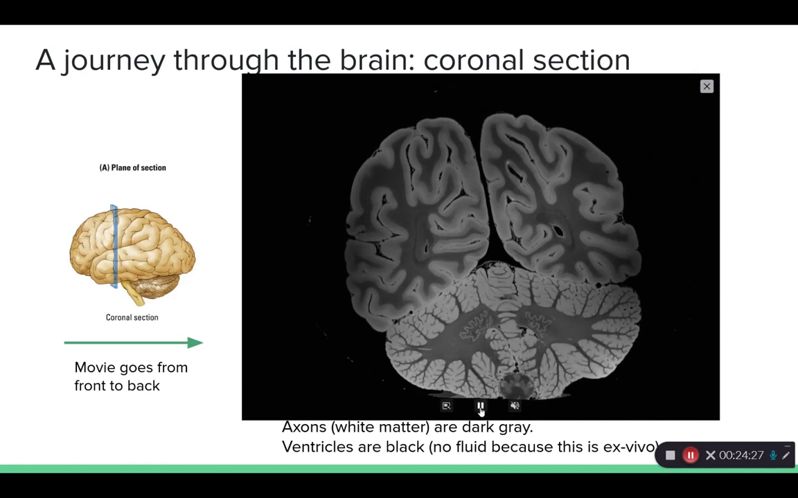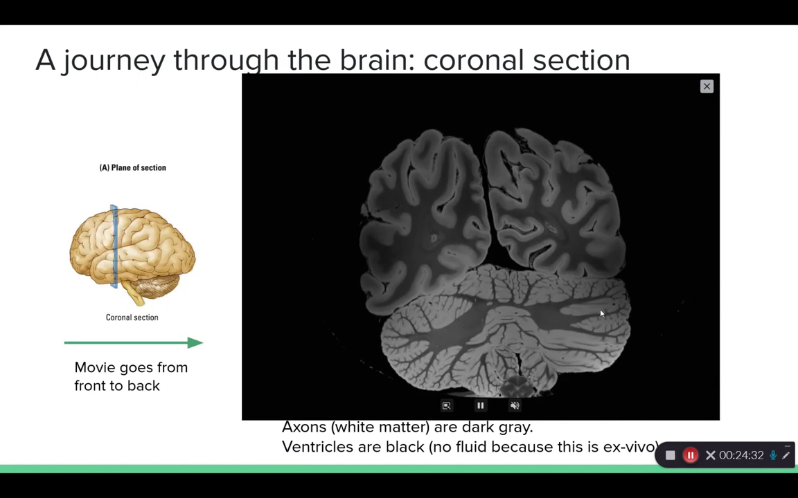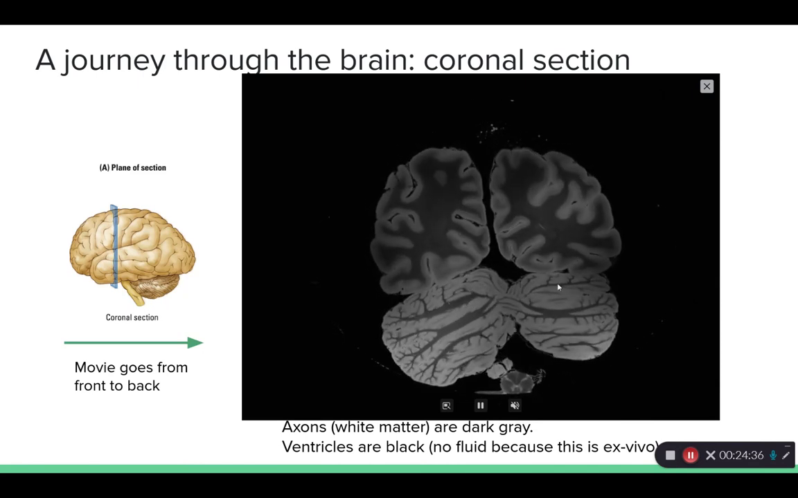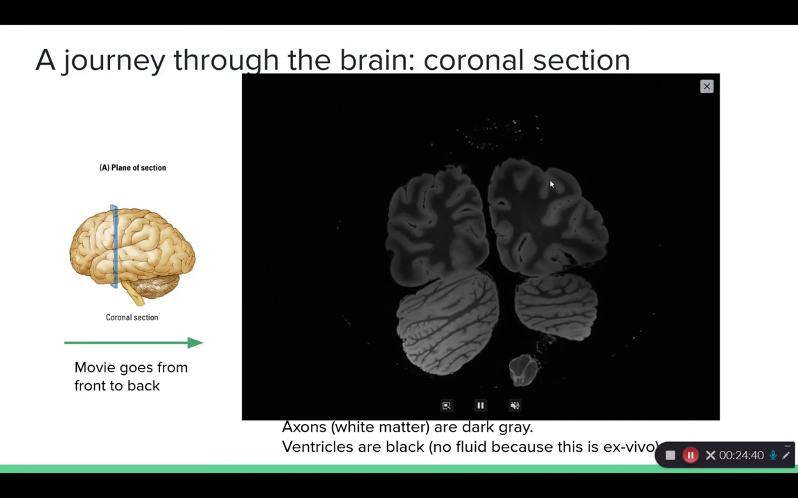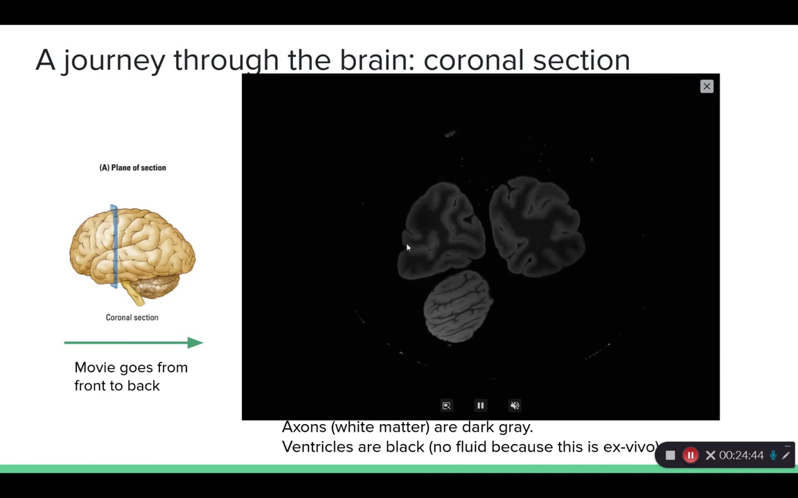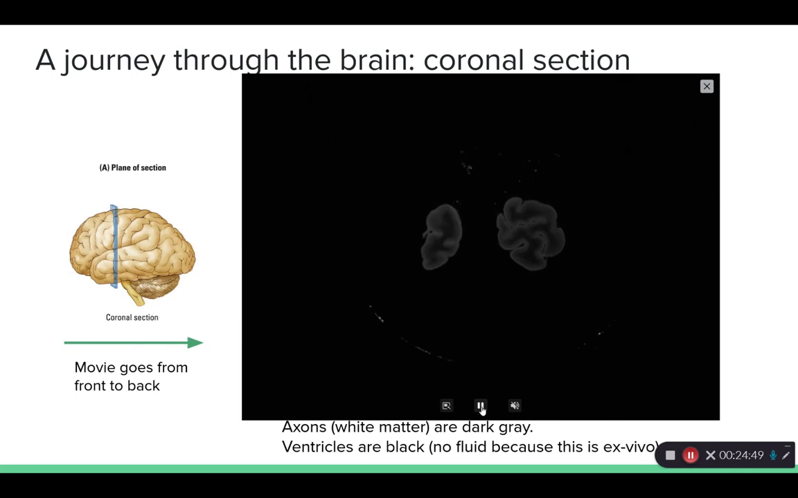All right, we'll just finish this out. We'll see everything getting smaller and smaller. We're seeing the last little bit of the gray matter of the cerebellum here, the last little bit of the gray and the white matter of the cortex. And that completes our tour of the brain in coronal sections.